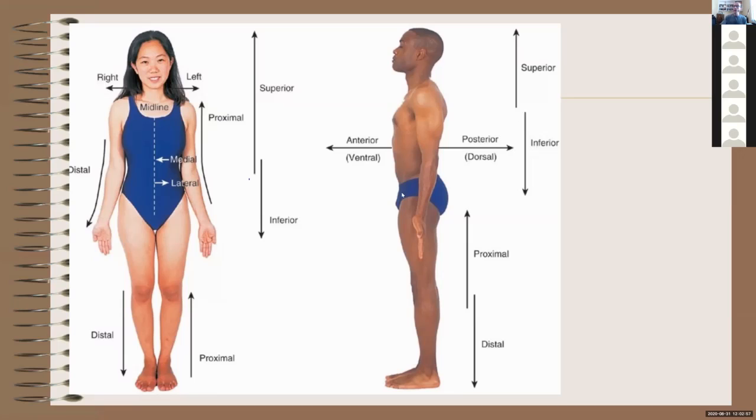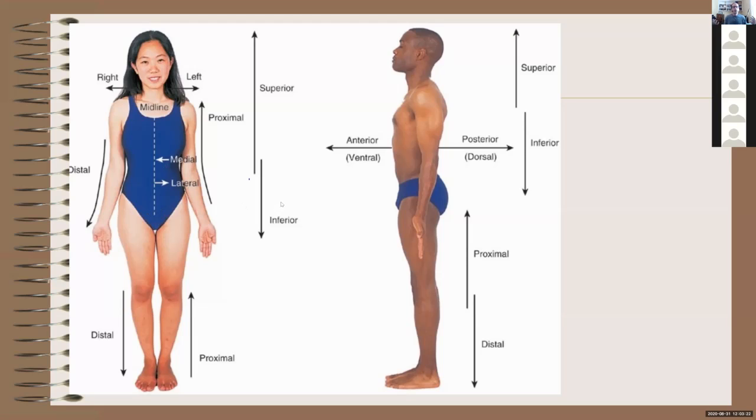Now, if I want to know, where is the head of a human compared to where the bladder is? Well, you would say the head, which is up here, is superior, it's towards the top, superior of the organ, the bladder, which would be found right around here.